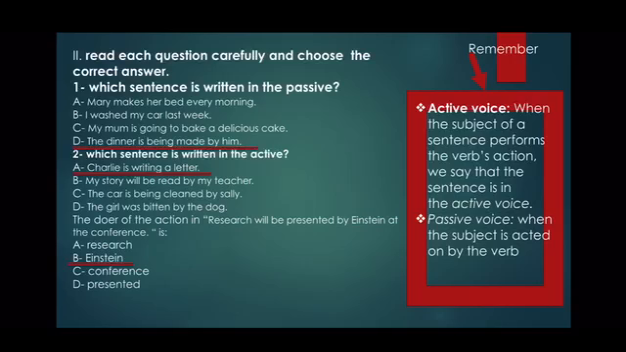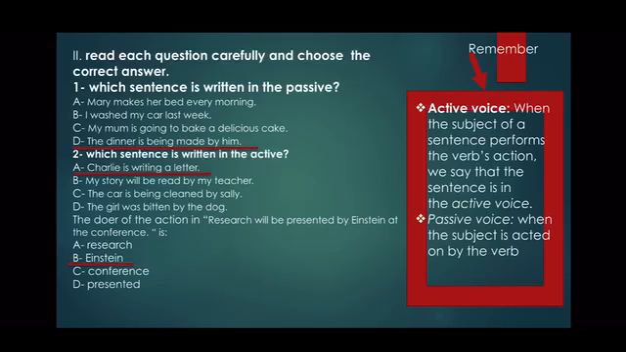Here, which sentence is written in the active? Charlie is writing a letter. Who's writing the letter? Charlie. So Charlie here, the doer of the action, in the place of the subject. So it is an active sentence. Let's look at the second sentence. My story will be read by my teacher. Who will read your story? My teacher. Here, the doer of the action is in the place of the object. So it is the passive. It is a passive sentence.